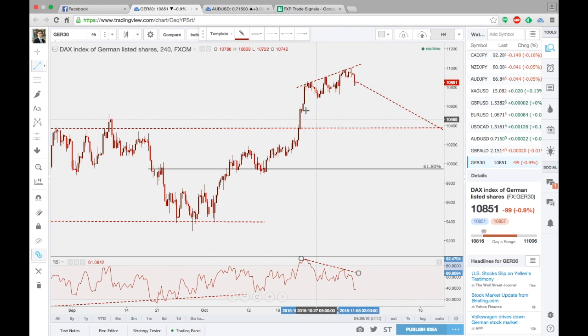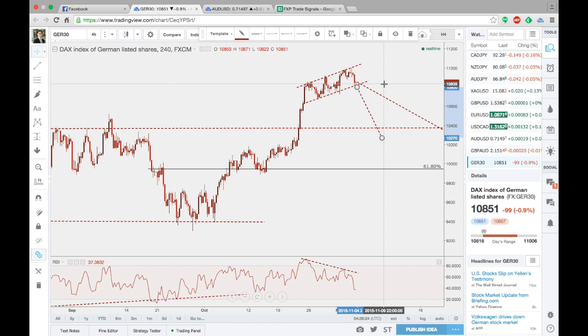So how you can engage this is that you do see that it's currently forming a small upward channel with a divergence. So what you can do is wait for price to break this channel to the low, and you can short the breakout.